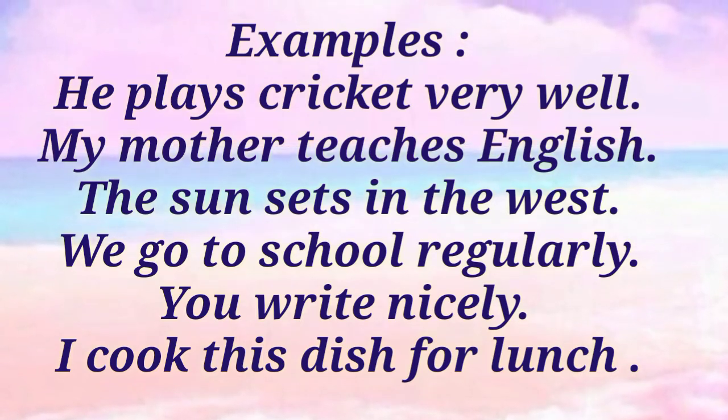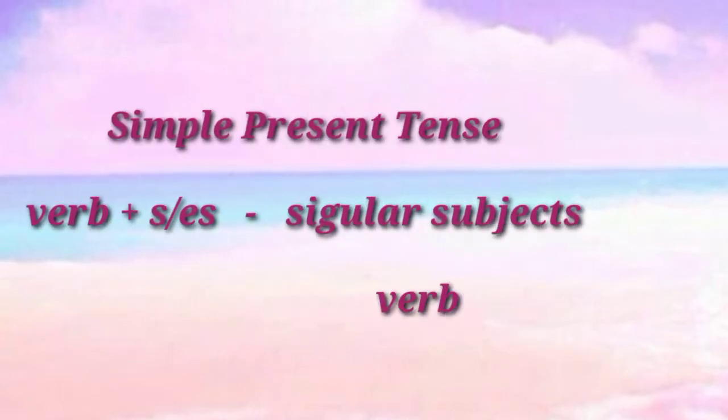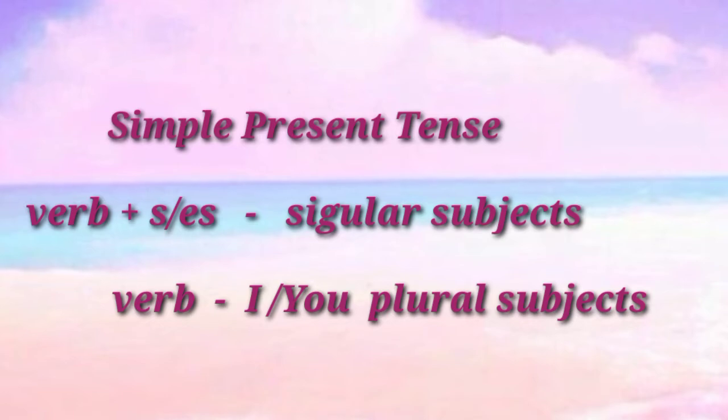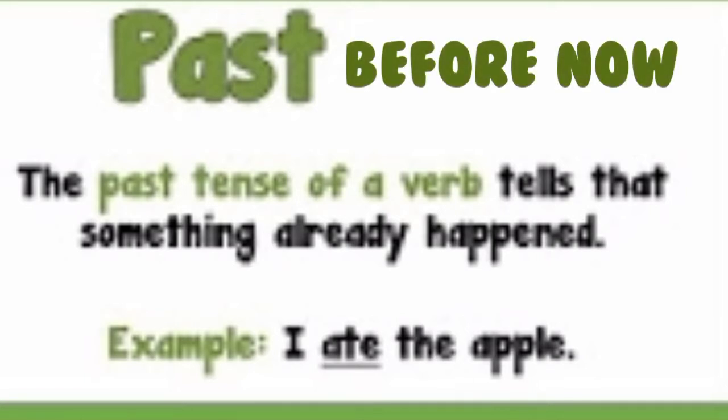So in this way, in simple present tense, the verb should be used with s or es in singular subjects, and the simple form of the verb is used with I, you or the plural subjects. I hope you understood about present tense. Now let us move forward and see past tense.